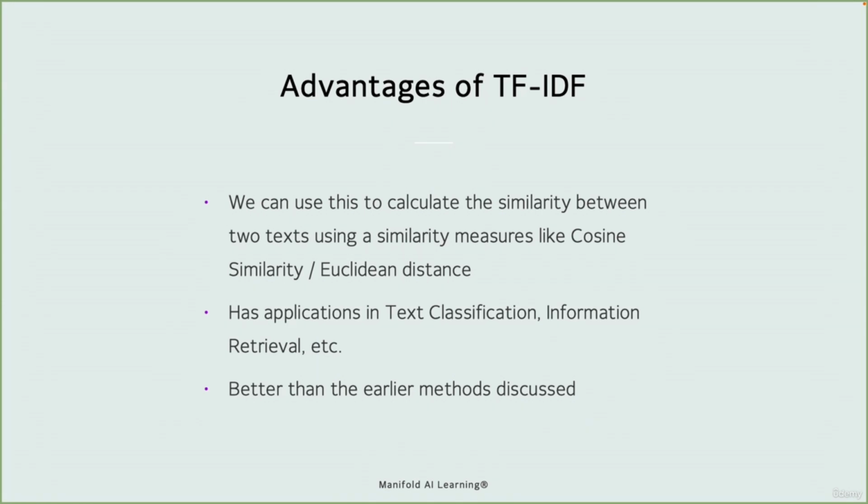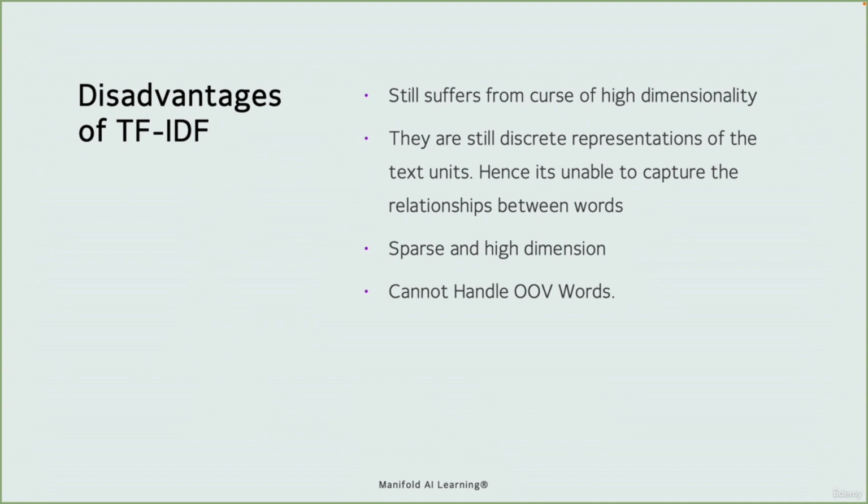Now, talking about the disadvantage, well, in this scenario of TF-IDF technique, we still have the issue related to high dimensionality, because the number of columns in my data set is dependent on the length of my vocabulary. And here it is still the discrete representation of the text unit. Hence, as a result of this, we are unable to capture the relationship between the words. And there's also the sparse and the high dimension. Because of the out of vocabulary words, we'll also face issues as well. Okay, so these are some of the disadvantages of this TF-IDF technique.